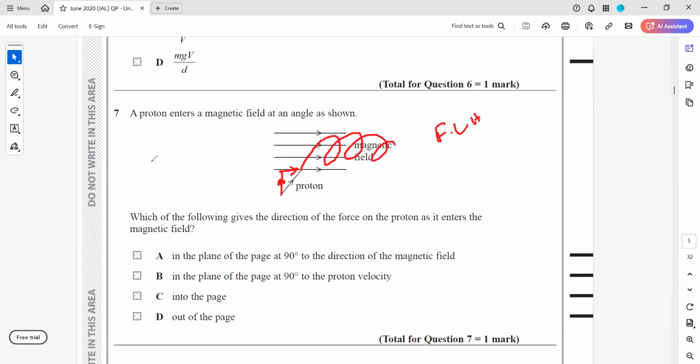If there was a magnetic field and the proton was entering perpendicular to the magnetic field, then it would only follow one loop. Like it will just move in a circular path. But here it is entering at a certain angle, so it has two components, horizontal and vertical, which cause the proton to move in this way. So which of the following gives the direction of the force on a proton as it enters the magnetic field? We just need the direction of the force.